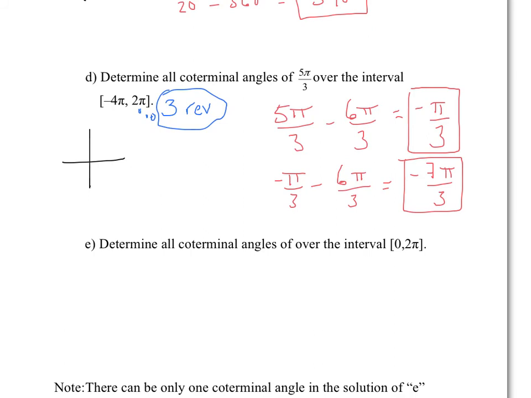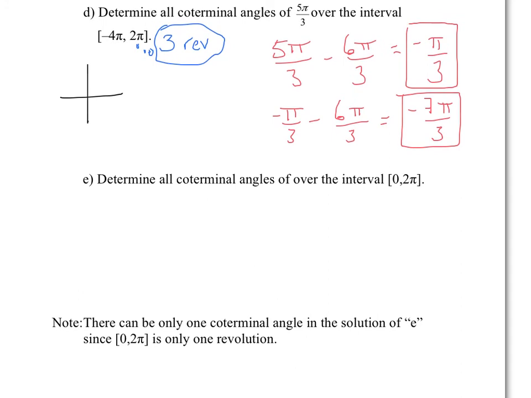Alright, the last question, I've accidentally not added a value to this. So let's insert angles, determine all coterminal angles of, let's go negative 5 pi over 12, over the interval 0 to 2 pi. So again, 0 to 2 pi, that is the first positive revolution. Okay, so this is a negative angle. So what we're going to do is we're going to add 2 pi.